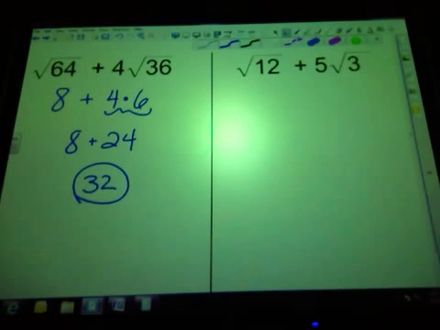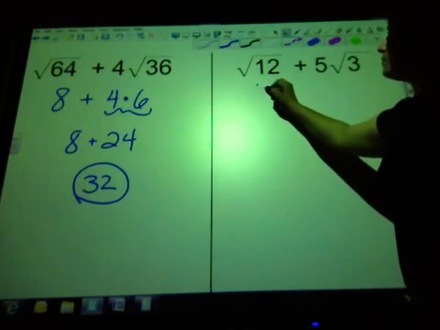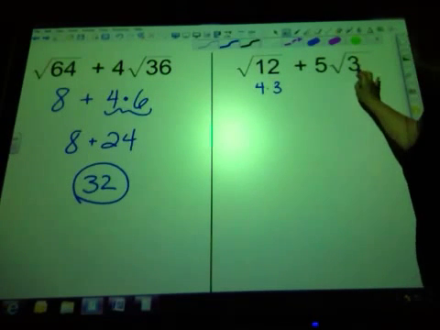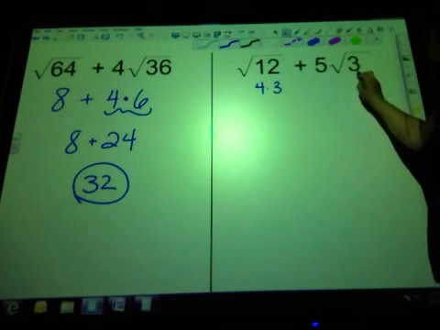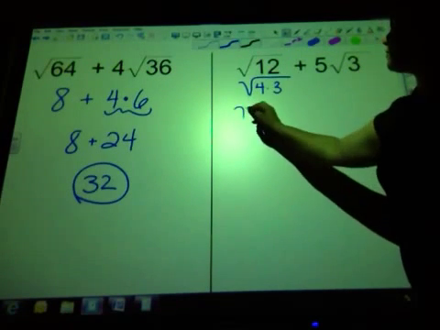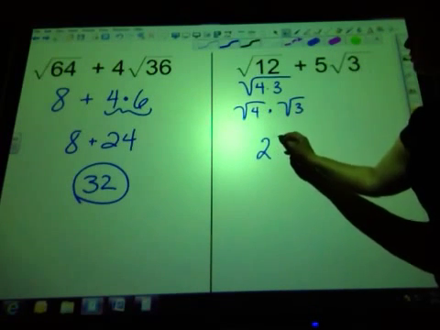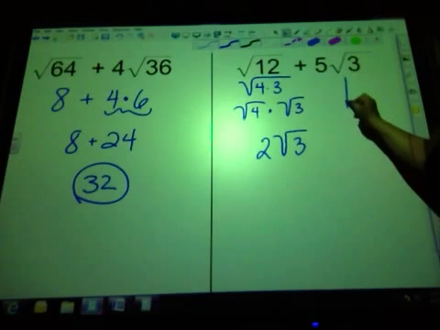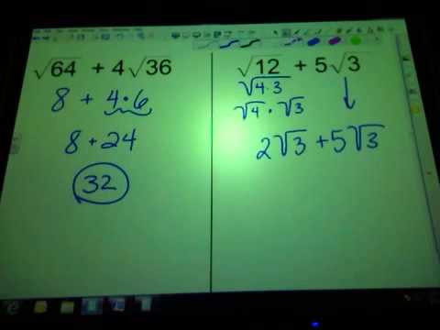On the right-hand side, we aren't going to get that lucky and have perfect squares underneath our square roots. So we have to break down our 12. 12 breaks down into 4 times 3. I knew to go with the one that had the 3 with it because of my 3 that's over here. So this breaks apart into square root of 4 times square root of 3. Square root of 4 is 2. So now I have 2 times the square root of 3. Bring down this whole, plus 5 times the square root of 3.